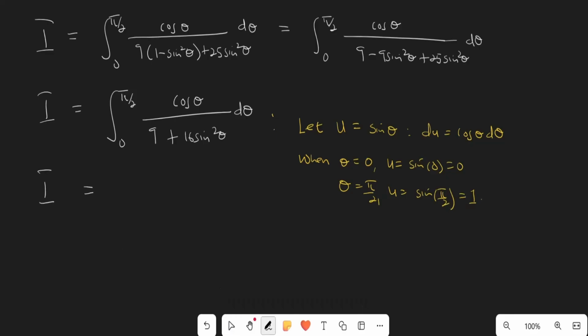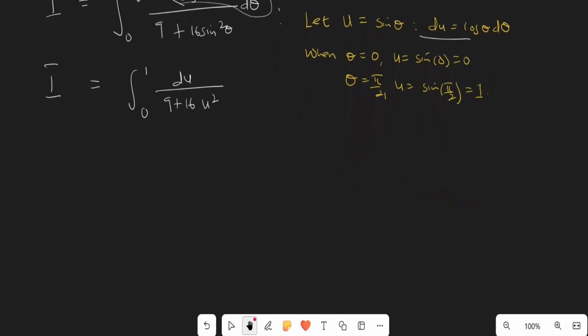So I is going to be equal to the integral from 0 to 1 of cosine of theta d theta, which is du. So I'm just going to replace that with du all over 9 plus 16. Sine of theta is u, but there are two of them multiplying, that is u squared. Now this one is easy to integrate.